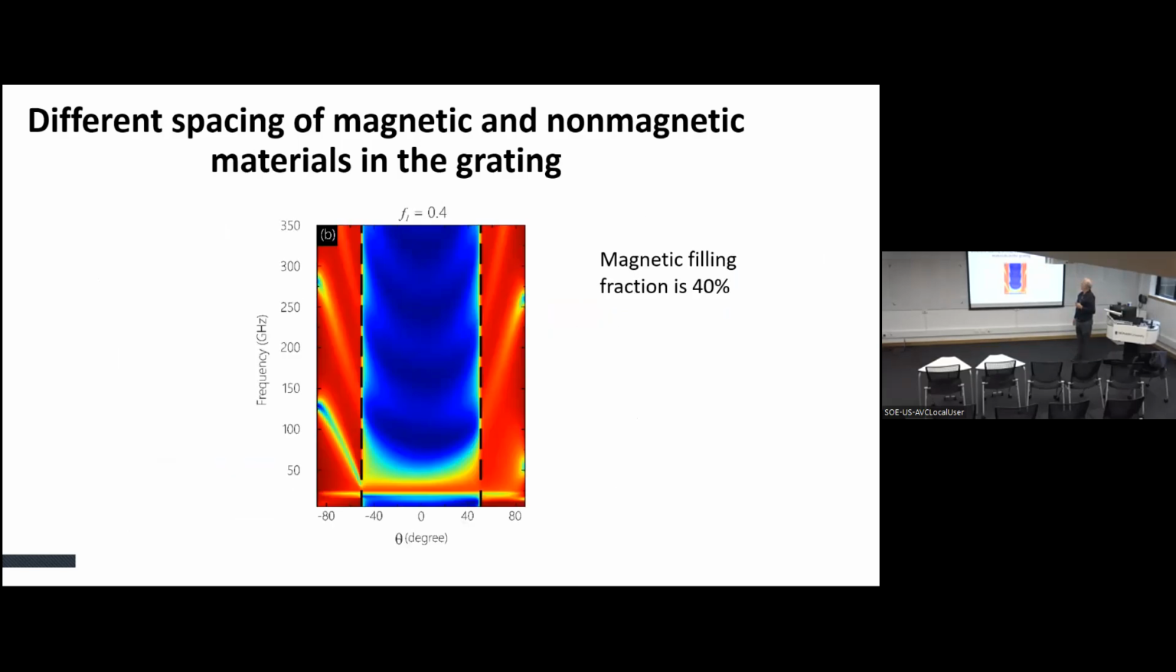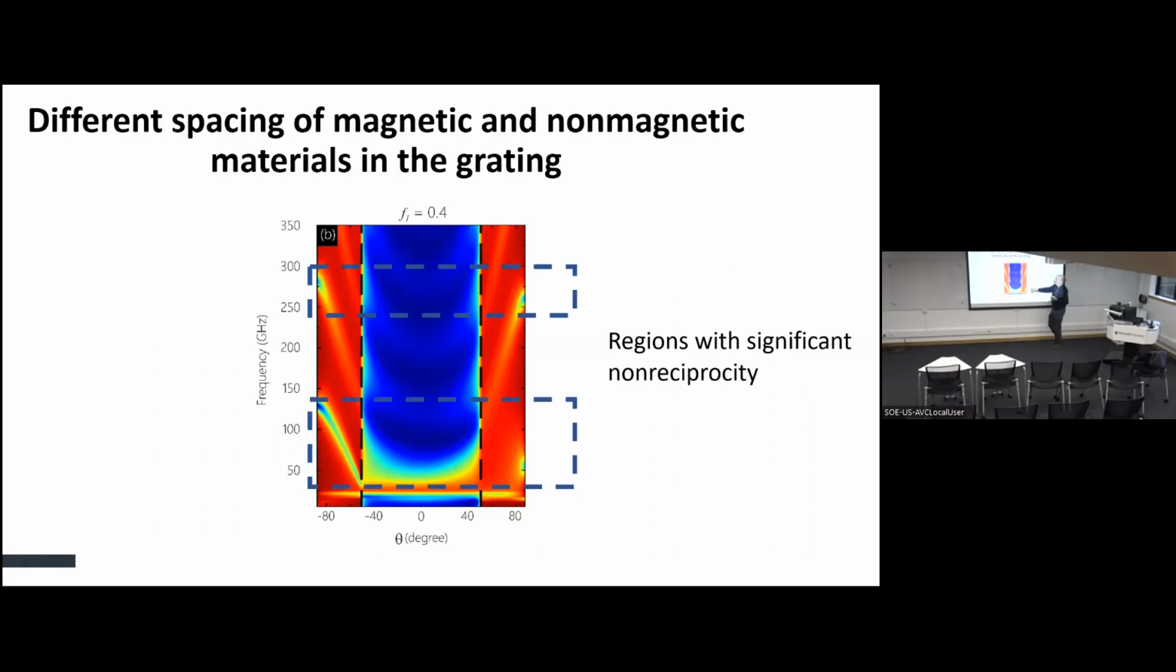And one thing that's nice about this is it's completely tunable, in the sense that you can change the fraction that's magnetic and the fraction that's non-magnetic. You can change the spacing. So in this nice case, 40% is magnetic. And you can see we have a couple of different regions. Right here, a gigantic region of non-reciprocity, nothing over here, something on the other side. And even up here in the 250 to 300 range, you have substantial non-reciprocity.